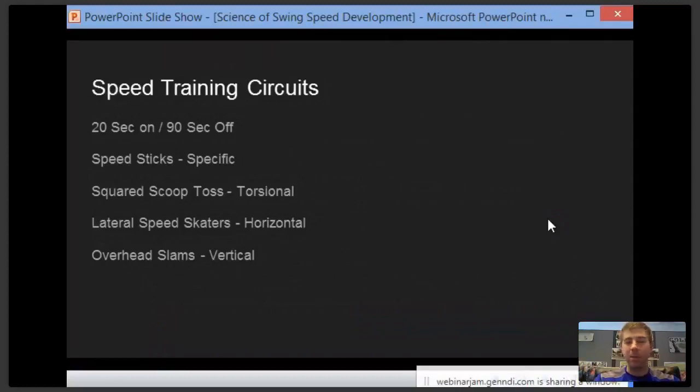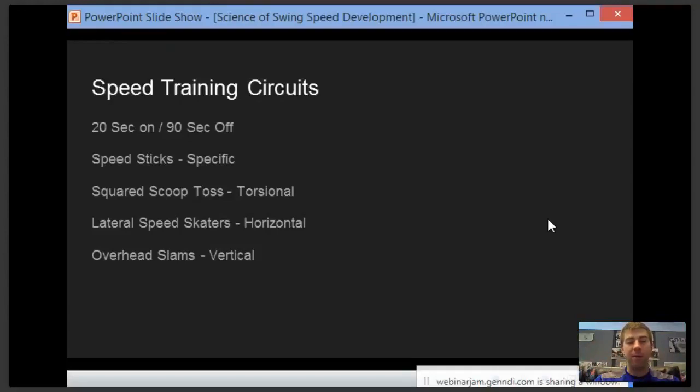But so speed sticks, we would recommend using your specific one. So if you're a woman, use the green. If you're a man, use the blue, relative to how heavy your driver is. If you just wanted to make your own, just make sure it's somewhere between 6 to 10% lighter than your driver. And that's going to be the specific speed of actually swinging.